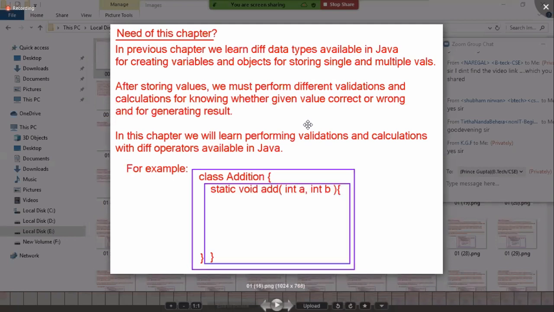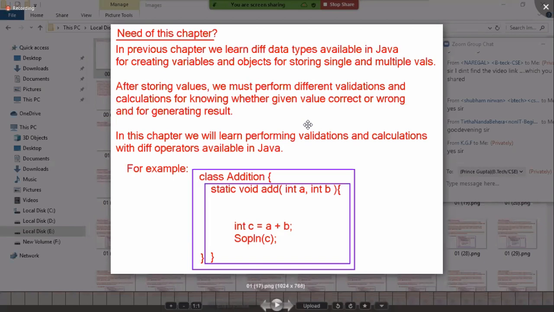Class Addition with an add method with two parameters, A and B. What is the purpose of parameters? For receiving the values and storing them to execute this method's logic. Assume that I have passed some values and the values are available in A and B. Now I am going to perform something like this: int C = A + B and System.out.println(C).